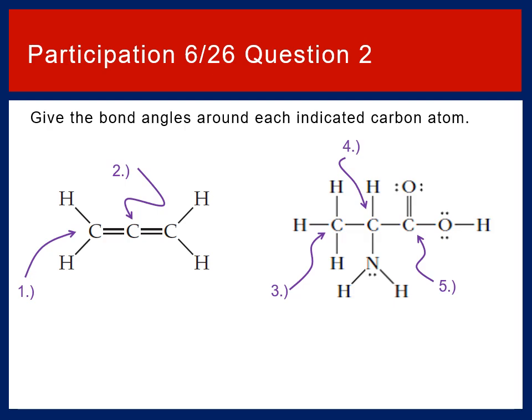Participation 626, question 2. Give the bond angles around each indicated carbon atom. There's 2 carbon atoms in the left molecule and then 3, 4, 5 on the right molecule. This is the second question on participation 626 due Friday, June 26th at 11:59 p.m. over on Blackboard. Link to the assignment is right below the links to these videos. Again, give the bond angles around each indicated carbon atom. 1, 2, 3, 4, 5.